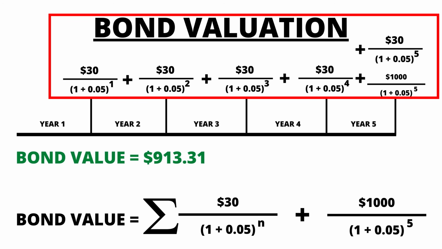So we enter these elements into the formula like this, and the answer that comes out is $913.41. So what this means is if we paid $913.41 for this $1,000 face value bond with a 3% coupon that lasts for 5 years, and we held it to maturity, we would earn 5% per year.